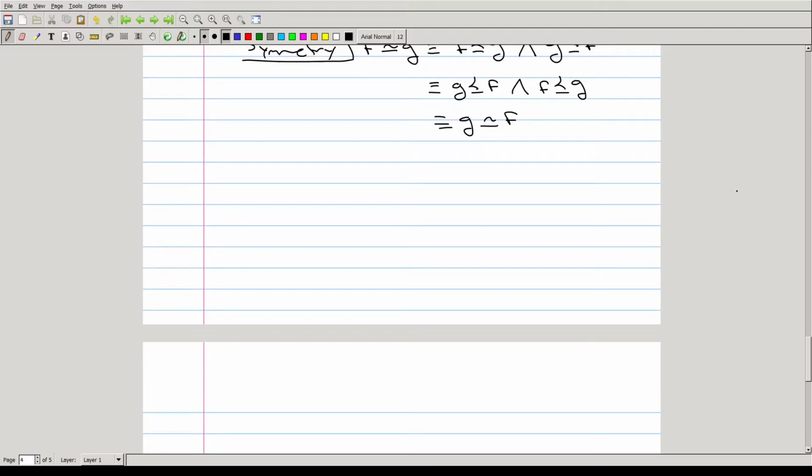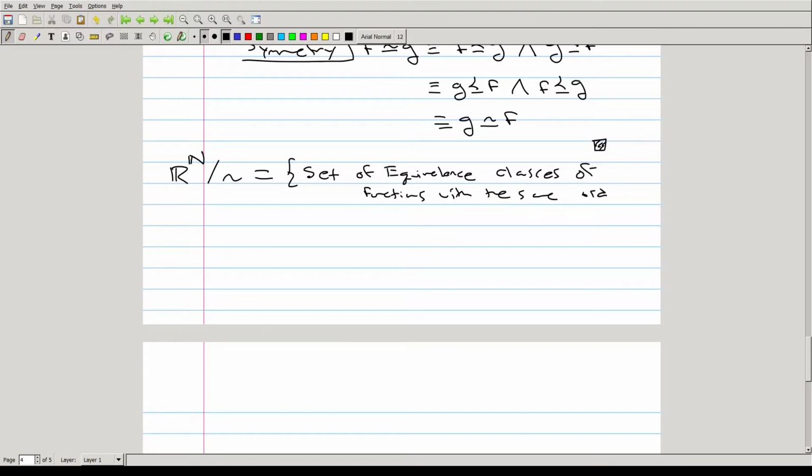And what's really neat here is that what this is essentially saying is that if we form the quotient set for the set of all functions from the natural numbers to the real numbers, mod this equivalence relation, this is the set of equivalence classes of functions with the same order of growth.